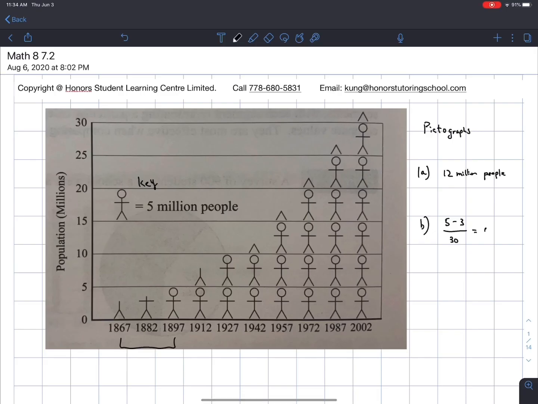So I get a decimal value 0.06 repeating, and now I can times that by 1 million, because all of these represent millions. And we get 66,667 people per year.